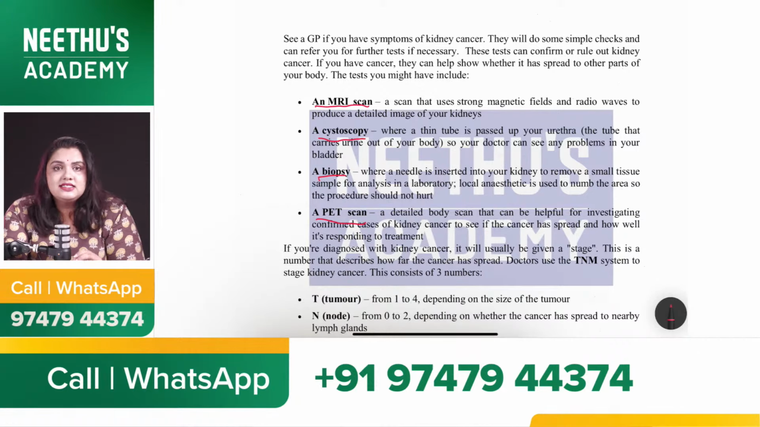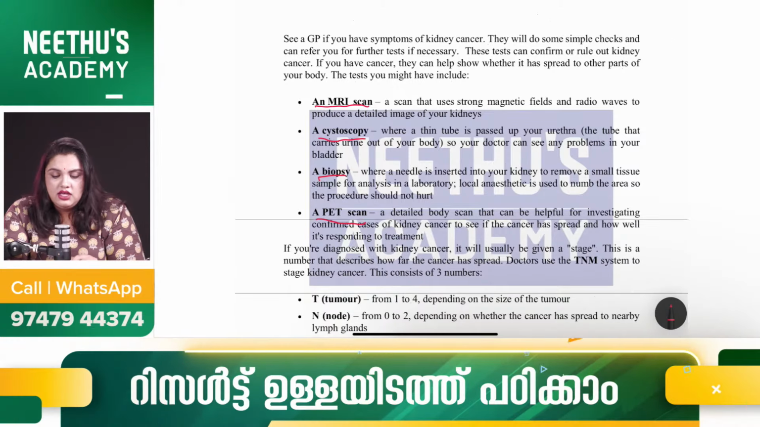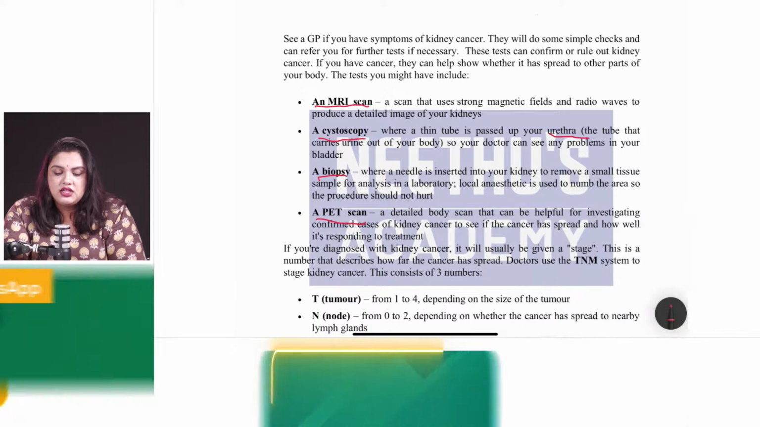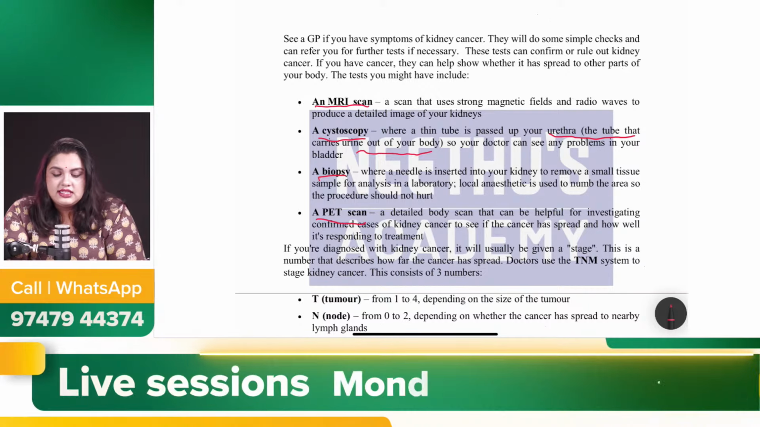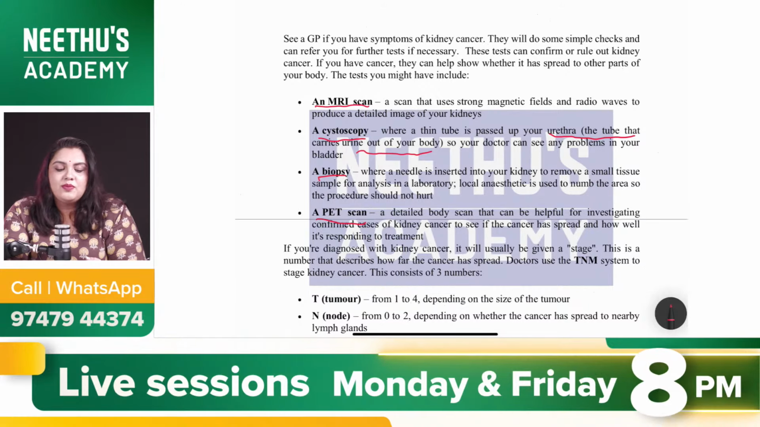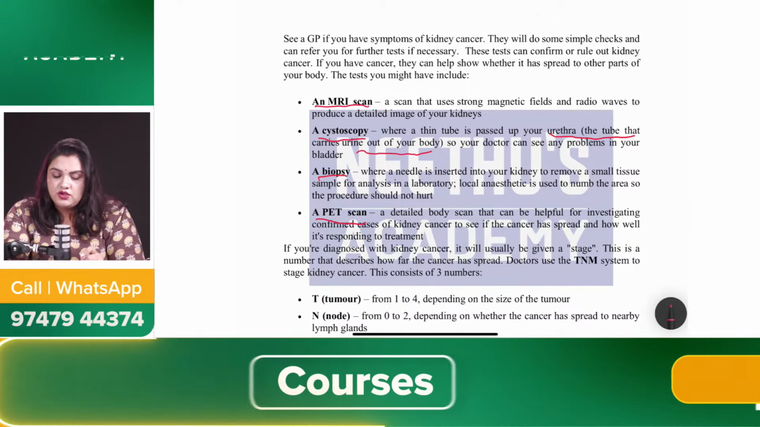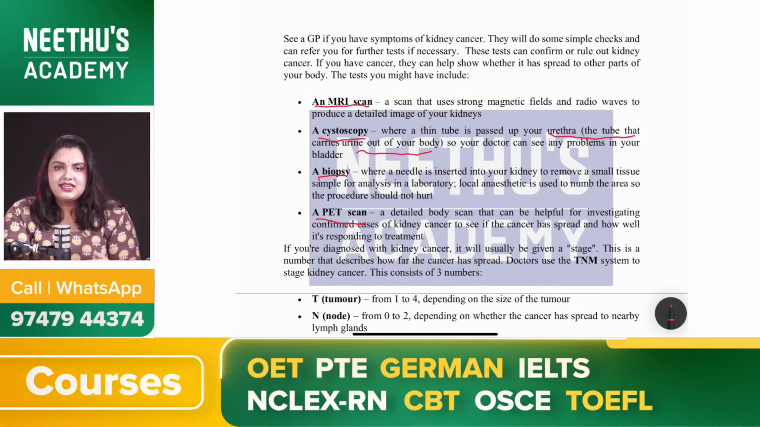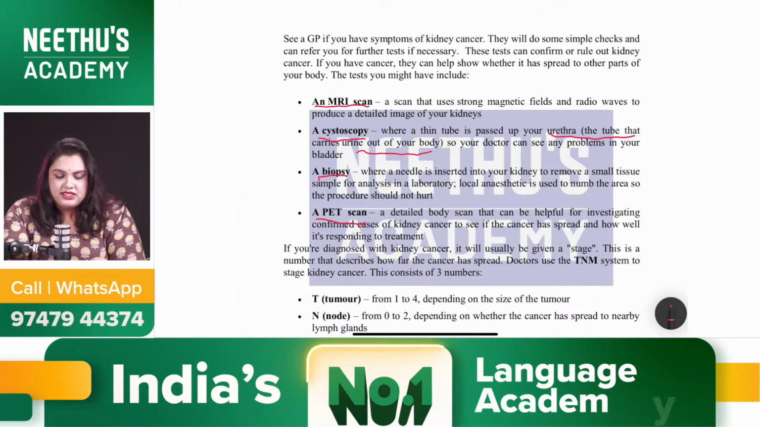Then there is cystoscopy, where a thin tube is passed up your urethra, the tube that carries urine out of your body. That is the definition of urethra that we have given in brackets, a thin tube that carries urine out of your body, so your doctor can see any problems in your bladder. So cystoscopy is where a thin tube is passed up your urethra, so that the doctor can understand if there is a problem inside your bladder. Alright, third one is biopsy.